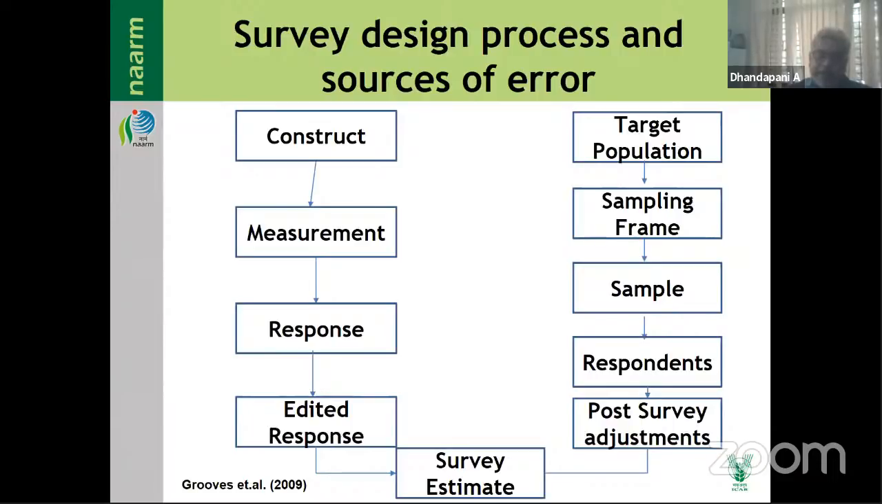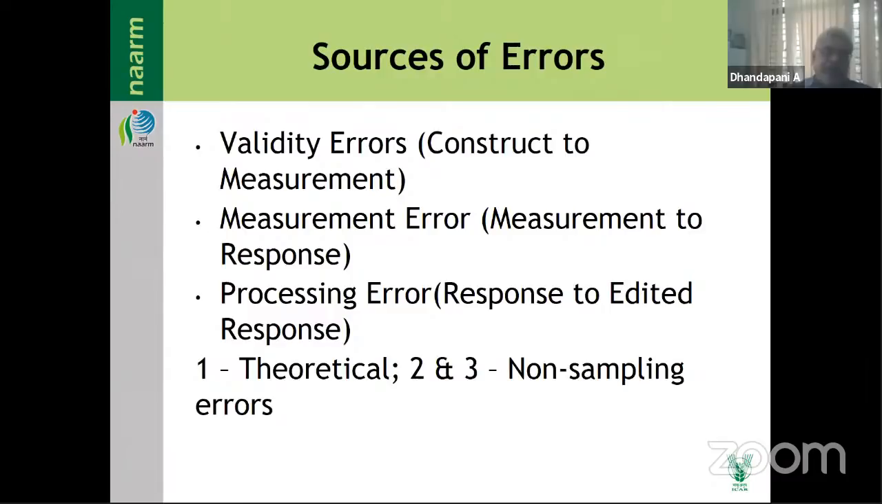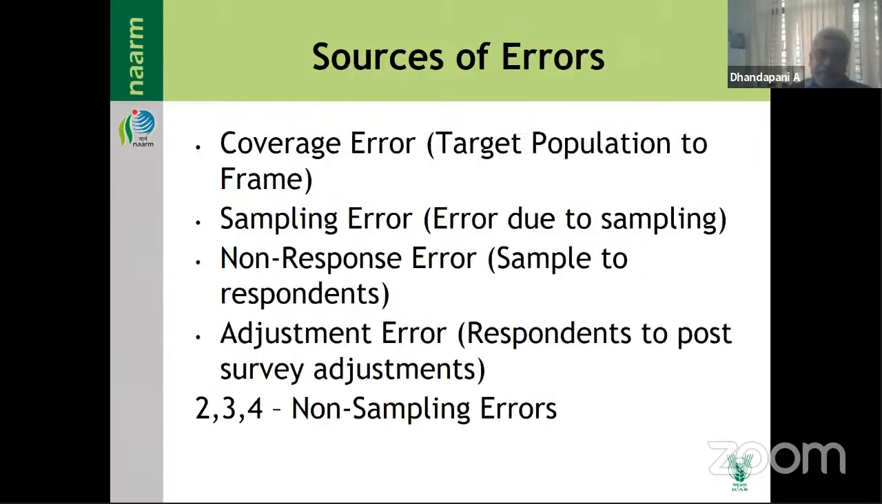So what you get is, in every step, you are going to have some kind of error. At one stage, you will have a sampling error. But if you see, in many places, what you get is non-sampling error. The only place where you are going to have sampling error is when you go from your sampling frame to sample. In all other things, the non-sampling errors are going to be there.